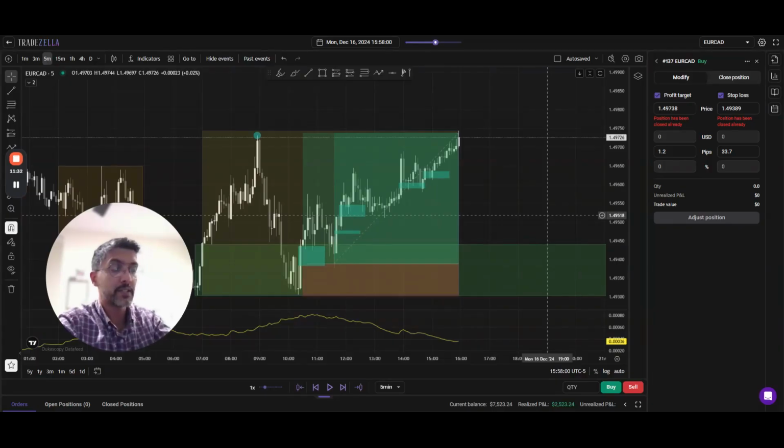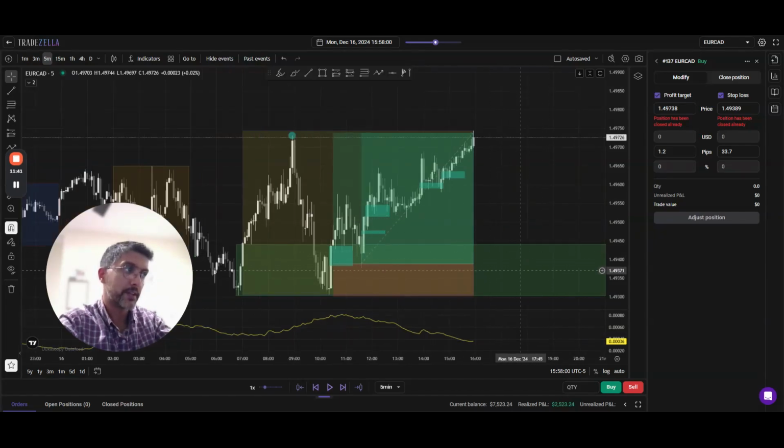So that's a perfect example of how we use market structure, price action, and supply demand zones to not only find an area of interest, but then also entry confirmation.